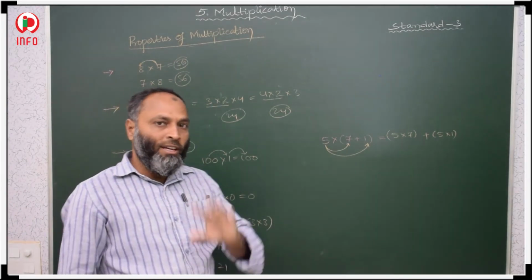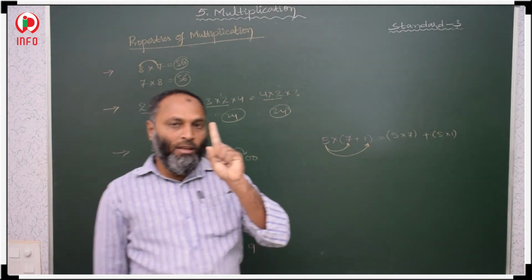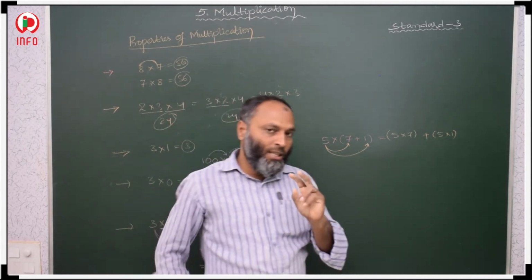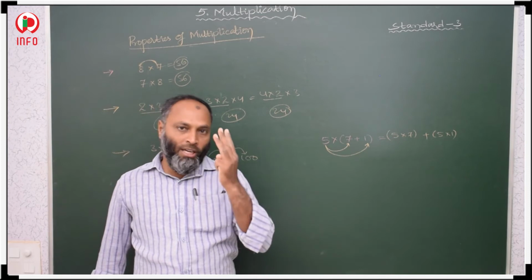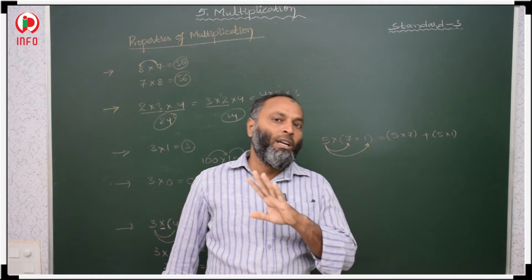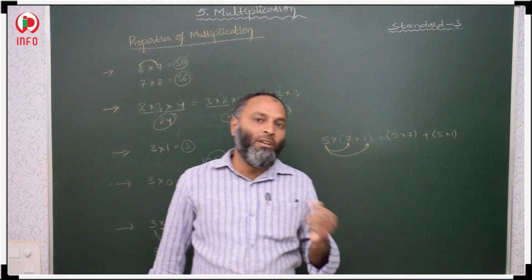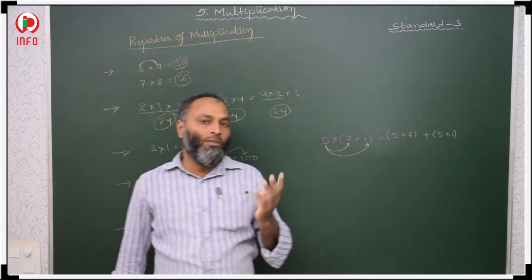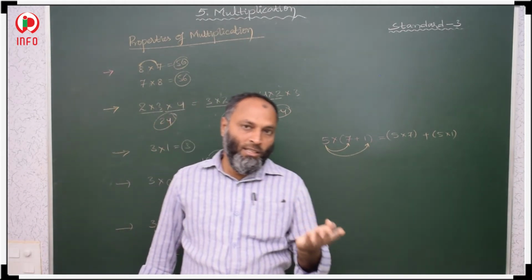So these 5 properties are applicable in multiplication. First one: if 2 multiplicands are there and the order changes, the product never changes. Second: if we have 3 multiplicands and the order changes, the product never changes. The third one: if any number is multiplied with 1, the product is the number itself. Fourth: if a number is multiplied with 0, the answer is 0.